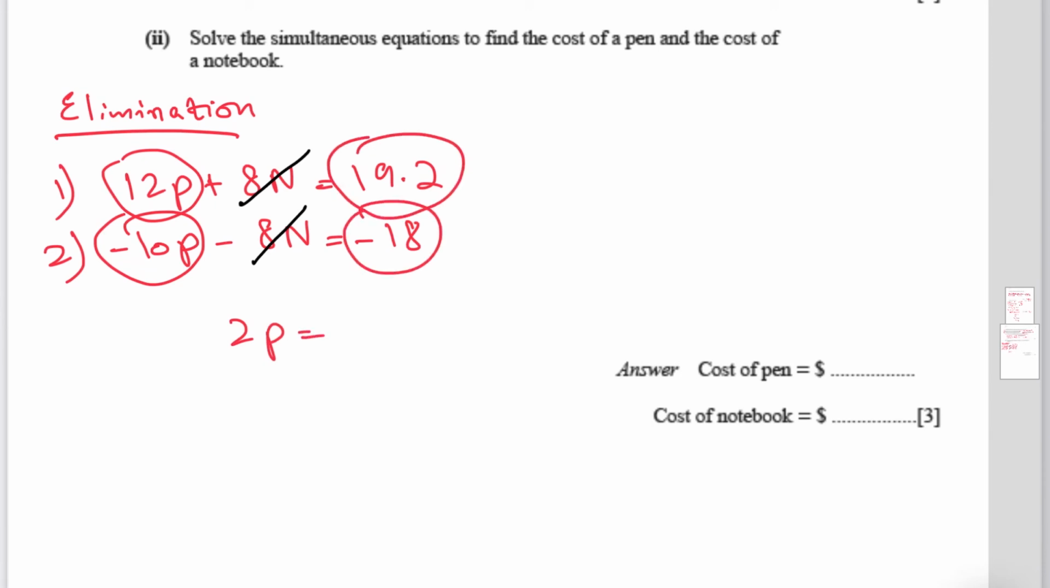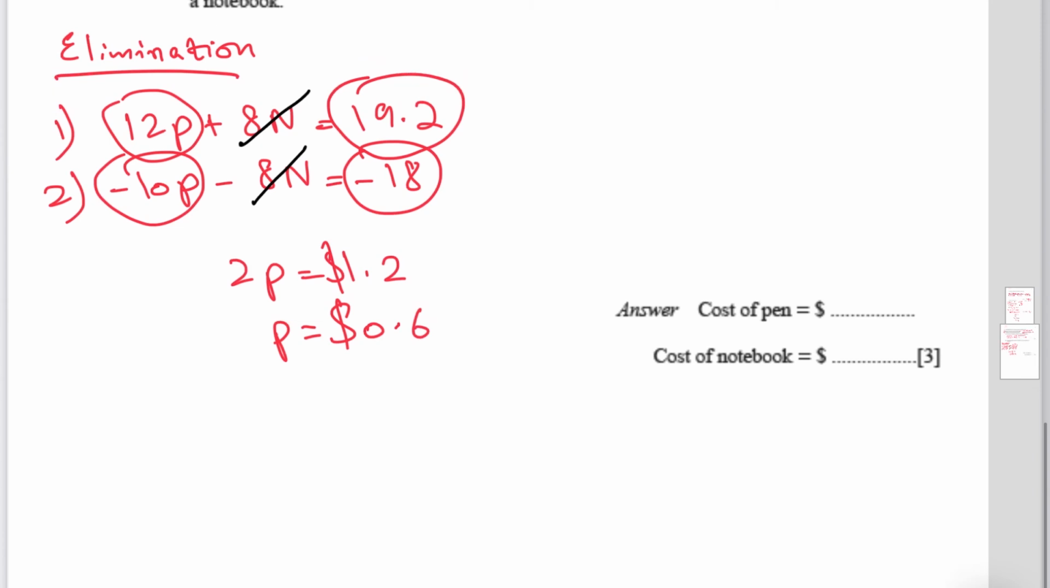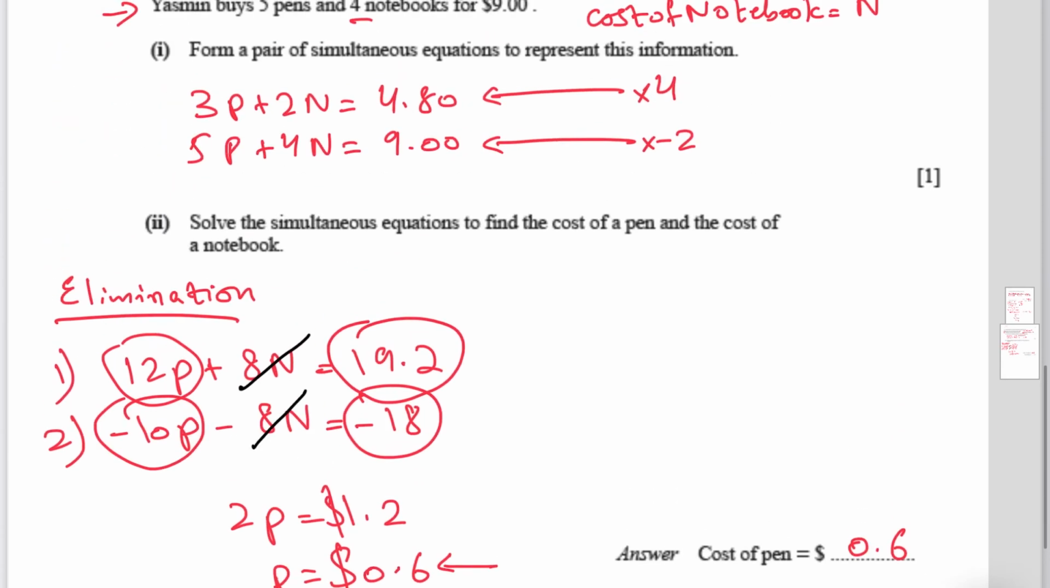What does 19.2 minus 18 give you? It gives you $1.2. Okay, so p is equal to 1.2 divided by 2, and the cost of a pen comes out to be $0.6. So you write 0.6 over here. Now let's find out the cost of one notebook. We can use this cost of a pen and plug it into any equation. So I'll plug it into the first equation.